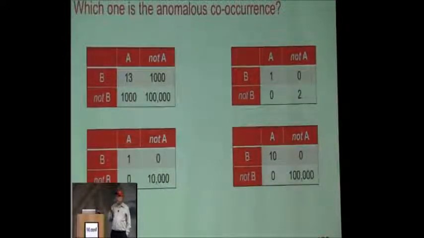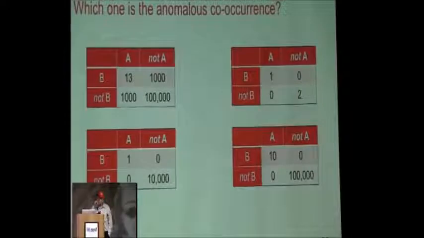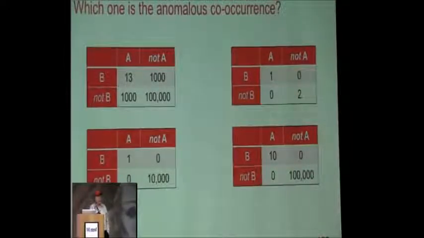B occurs without A 1,000 times, and A occurs without B 1,000 times. So if we just look at the first column, A occurs 1%-ish of the time with B. And then we get non-A things. So B occurs roughly 1% of the time in the absence of A. That means B occurs at about the same rate, whether or not A is there.